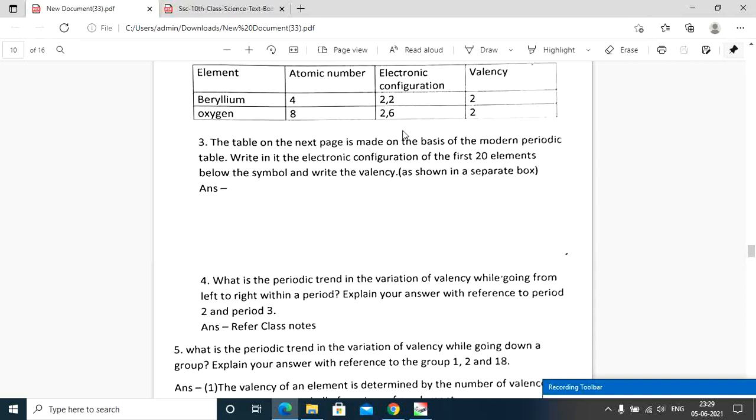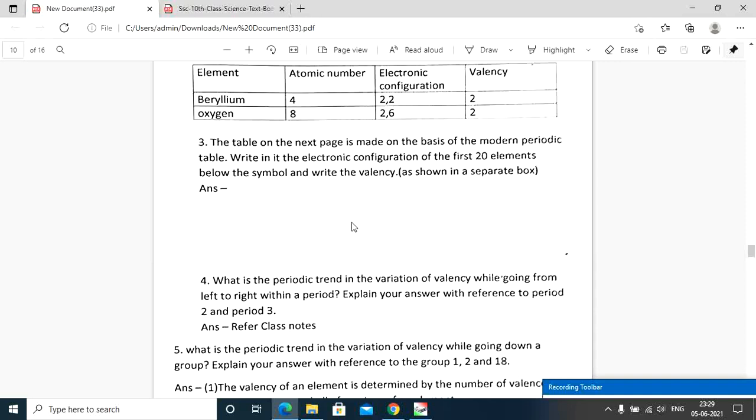A table on the next page is made on the basis of the modern periodic table. Write in it the electronic configuration of the first 20 elements. If you remember, we created that song, H, He, Li, Be, B, C, N, O, F, Ne, Na, Mg, Al, Si, P, S, Cl, Ar. This will help you remember the first 18 elements along with the name, symbol, atomic number, electronic configuration and so on. After 18 we have to remember 2 elements, that is K and Ca. K is for potassium and Ca is for calcium. So we have to remember that.